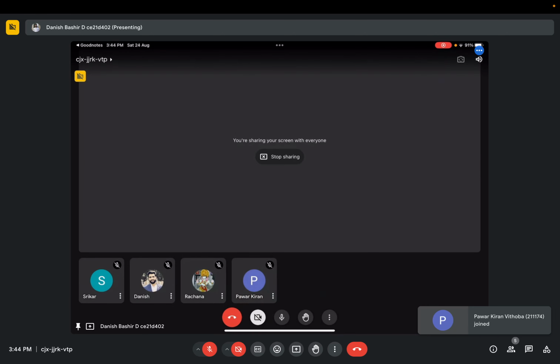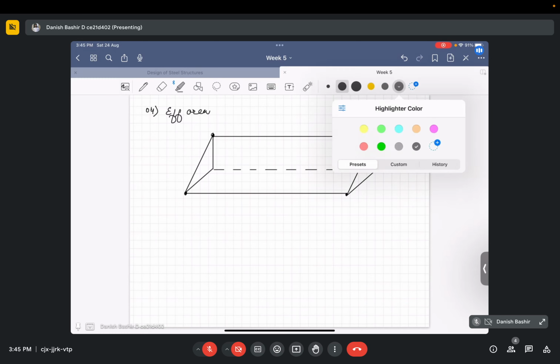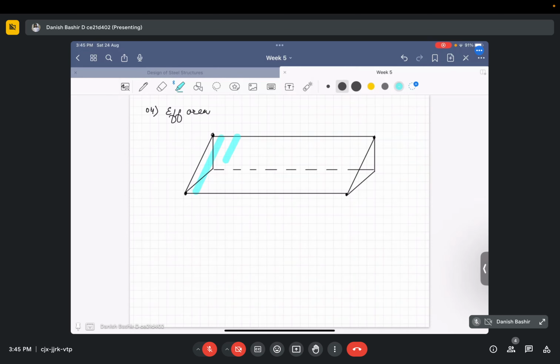So for example, this is your fillet weld. I am showing you the 3D picture of the weld. You won't see these types of diagrams in any books. It is to make you better understand what this concept is. So this is the length of the weld. Here I want to show what I mean by shearing area. Shearing area is this.